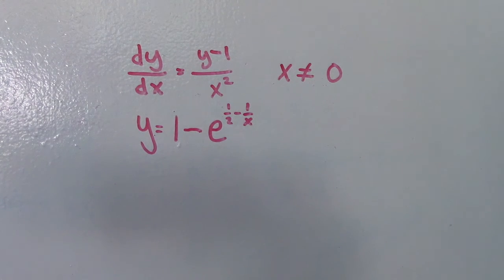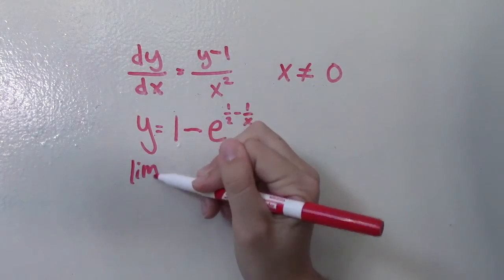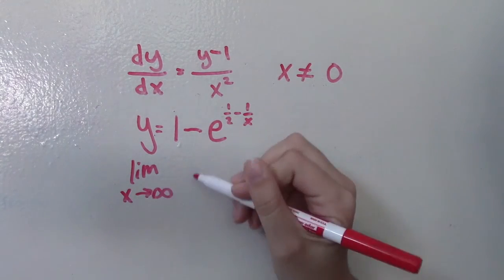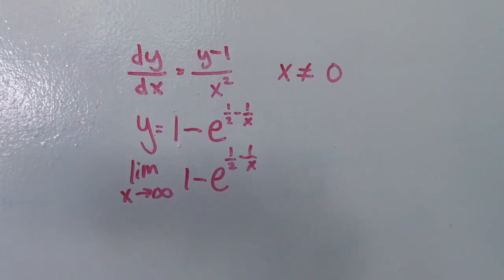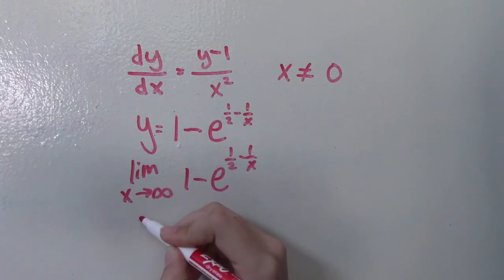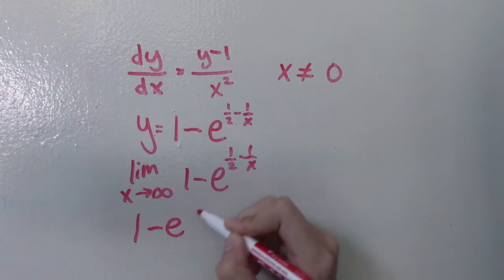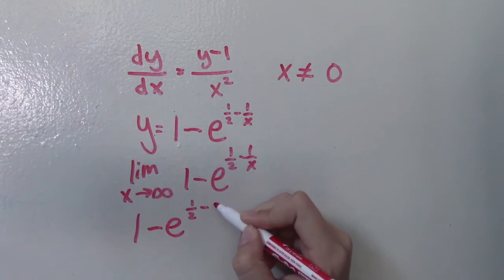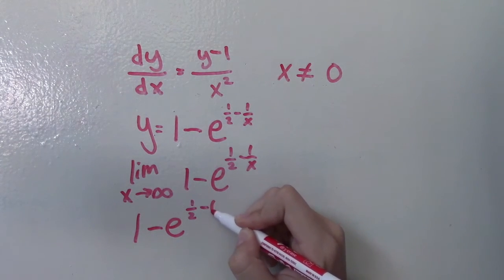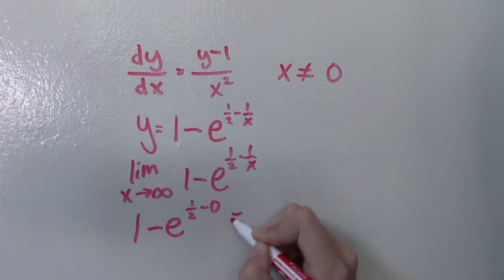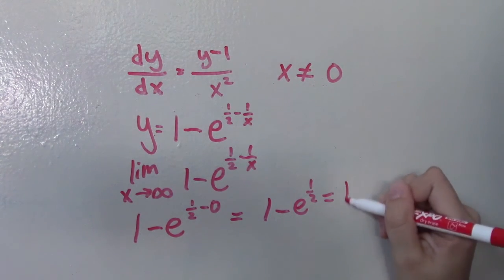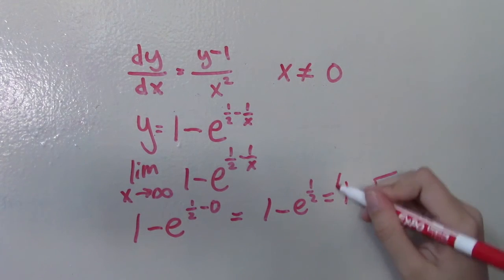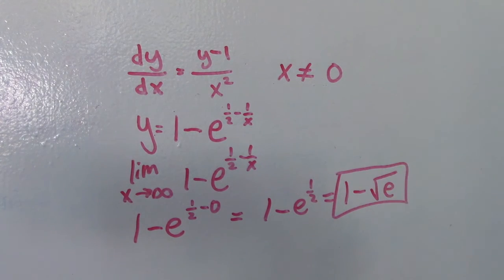This is a very simple limit problem where we take the limit as x goes to infinity of 1 minus e to the (1/2 minus 1 over x). And all we have to do in this case is plug in infinity for x, which leaves us with 1 minus e to the 1/2, and since we know 1 over infinity is essentially 0, then we can just have 1 minus e to the 1/2, which is also 1 minus the square root of e. That's a pretty simple problem.